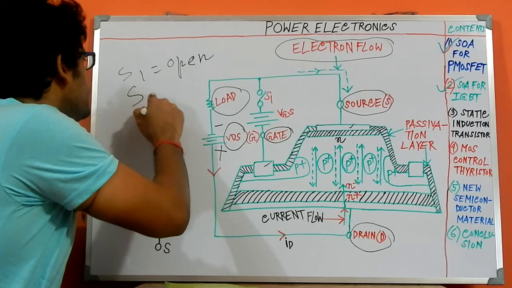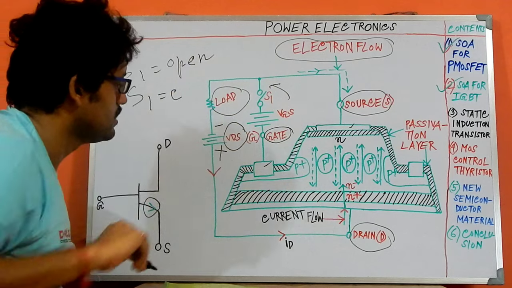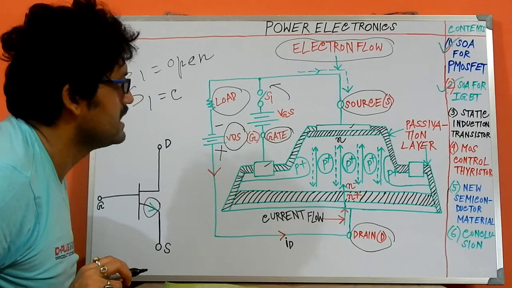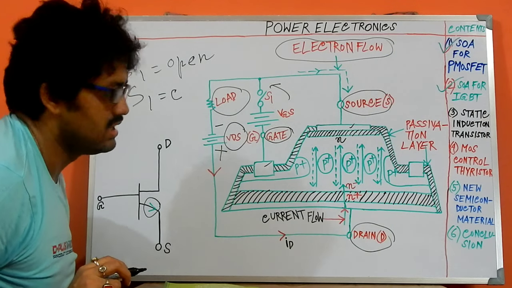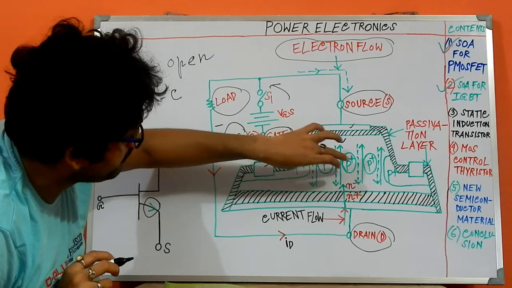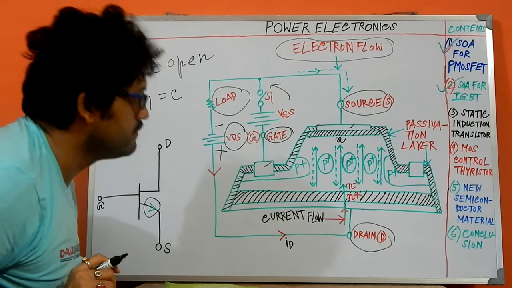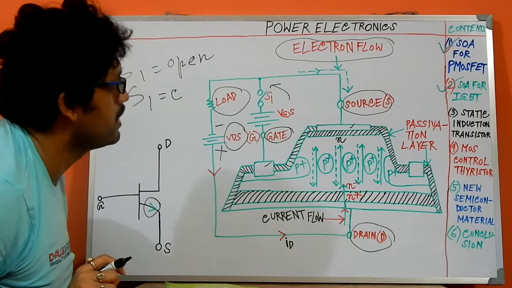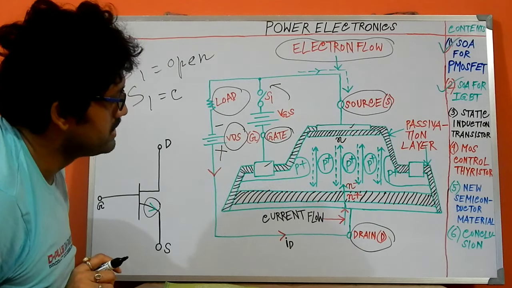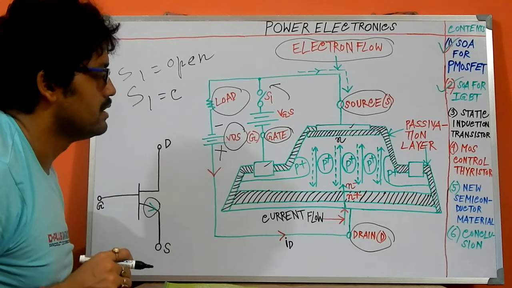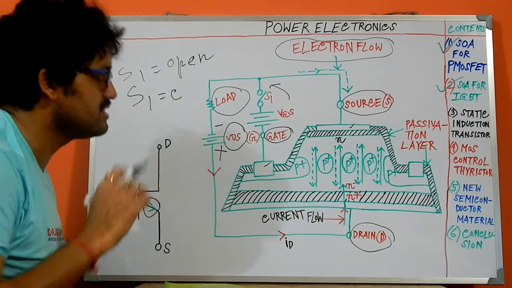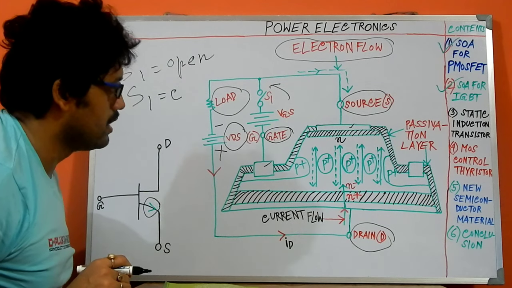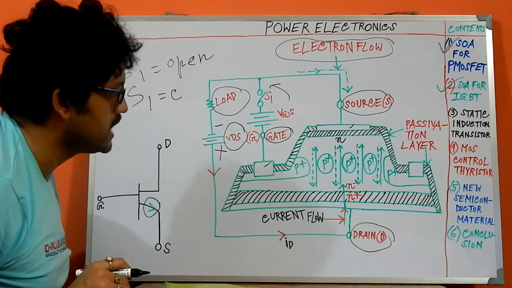But if you close the switch, if S1 is closed, then the P plus and N minus junction are directly connected and there is a path in between the source and drain. Okay, these P plus are heavily doped P regions, and N plus is also a heavily doped region, along with the N minus region of our static induction transistor. These heavily doped regions are injecting majority carriers, and that enhances the chance to create a connection between the drain and source, which is helpful for our device to conduct between the drain and source.